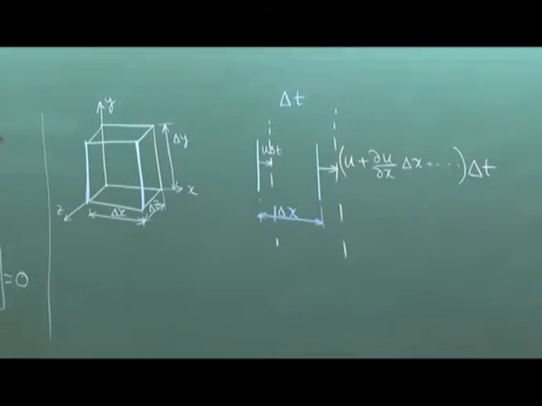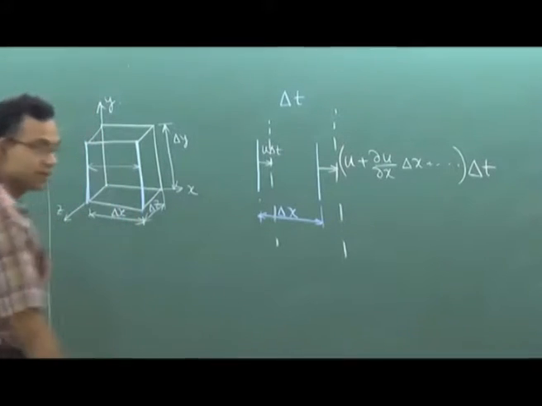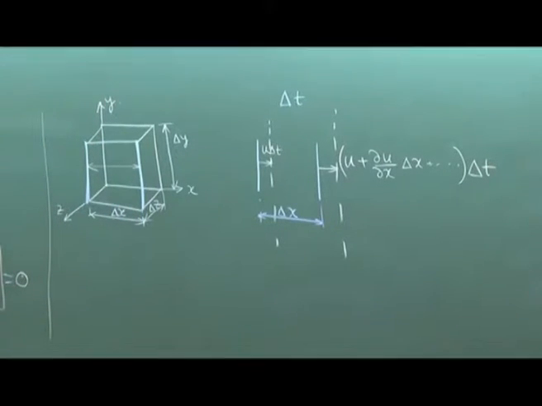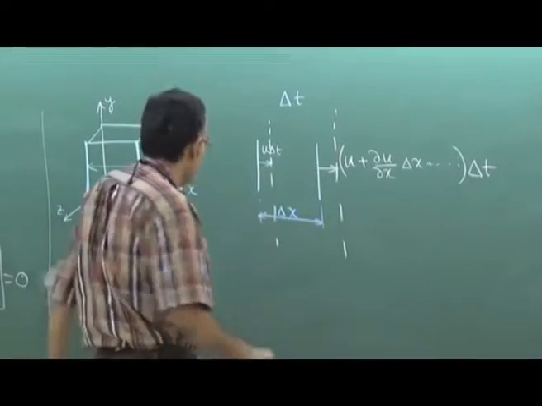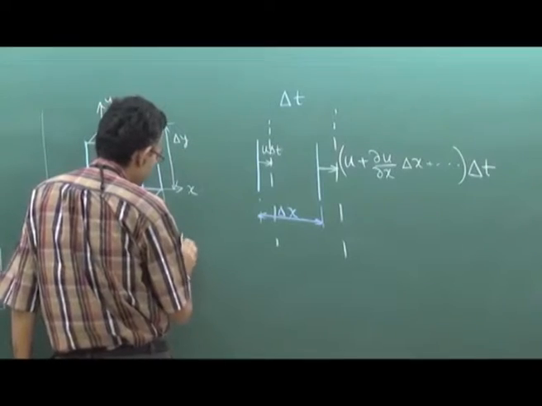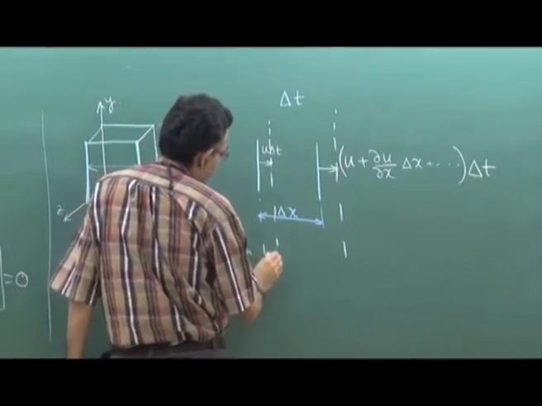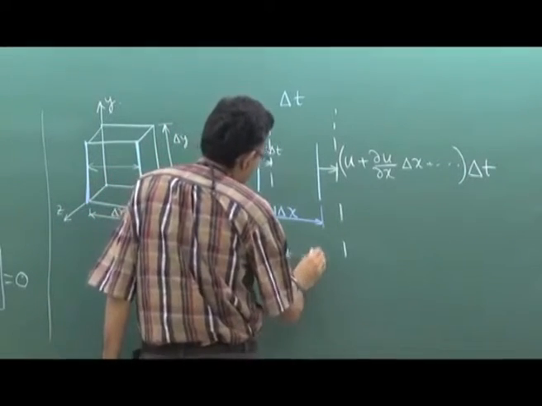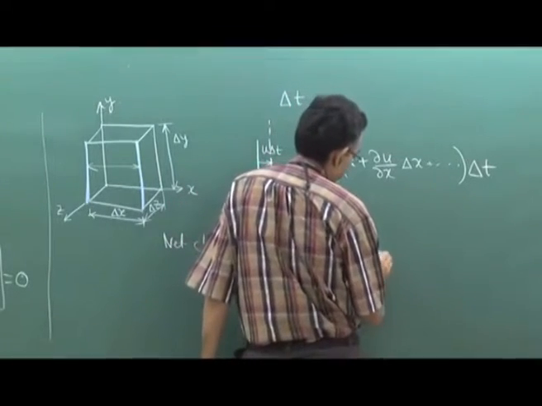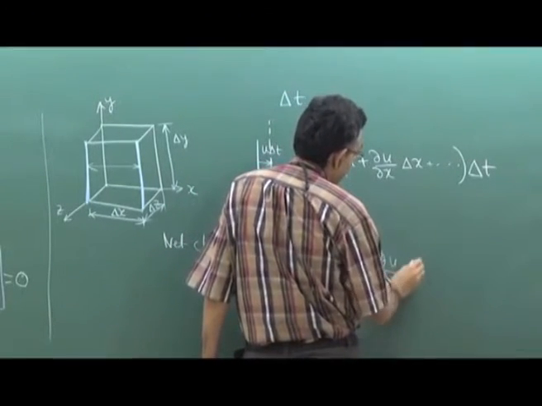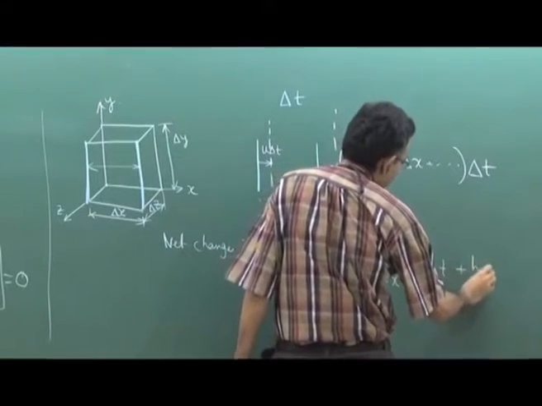So, what is the net change in the length? This was the length along x. What is the net change in length? That is the difference between these two displacements, that is the net change in length. So, net change in length along x, that is, plus higher order terms.